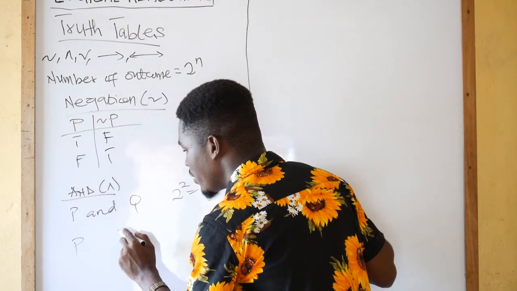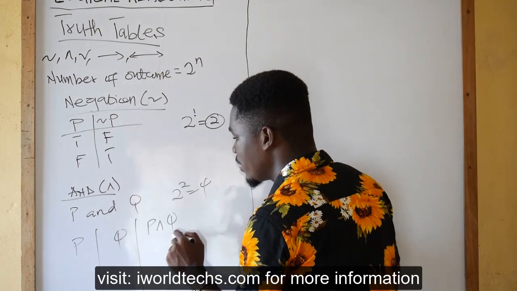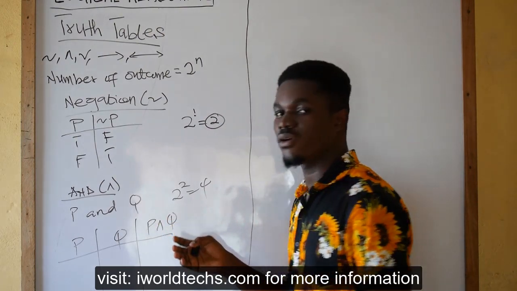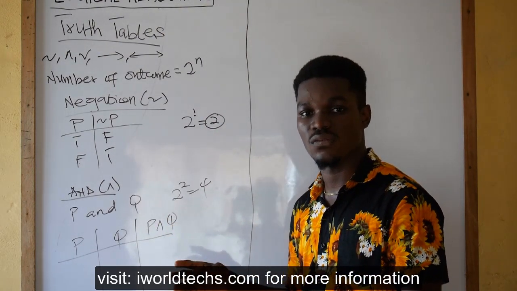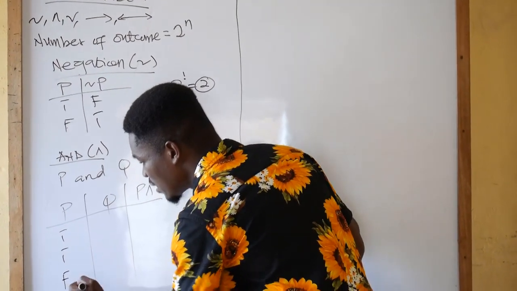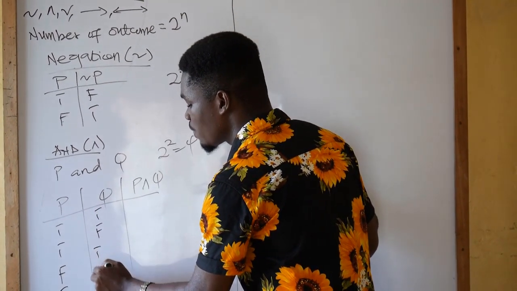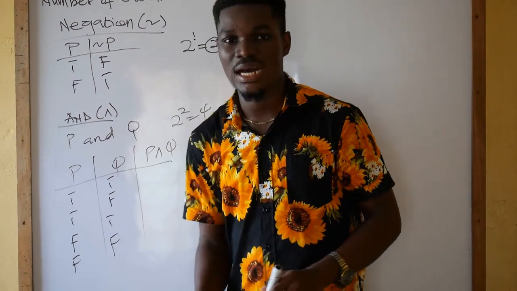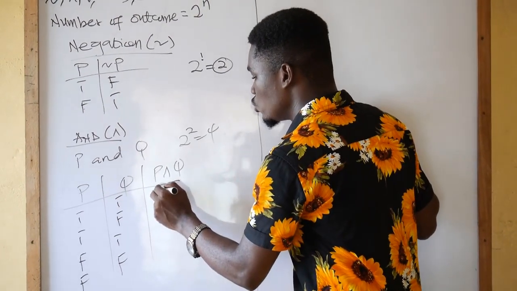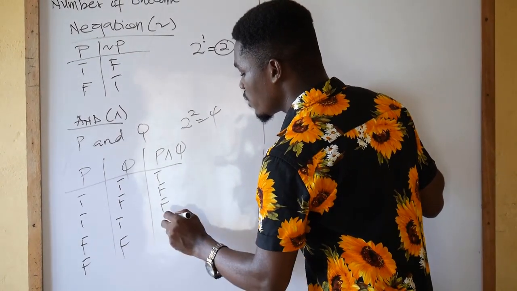We have P, then we have Q, then we have P and Q. So we have 4 outcomes. You partition the 4 under P into true, true, false, false. Then you also partition the column for Q into true, false, true, false. I said earlier that this operator only returns true if both statements are true. So true, true returns true; true, false returns false; false, true is false; false, false is obviously false.